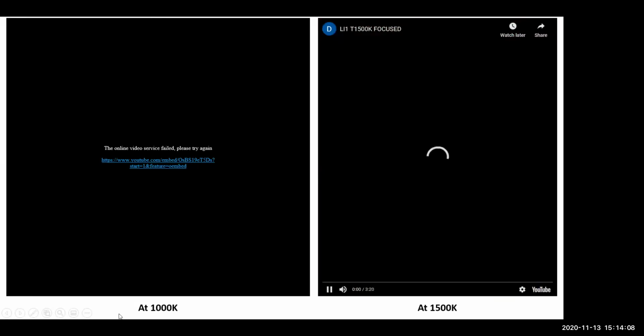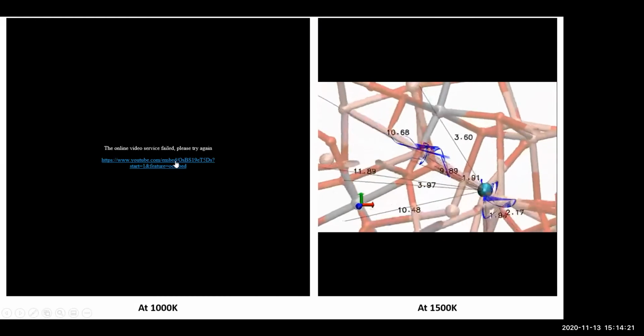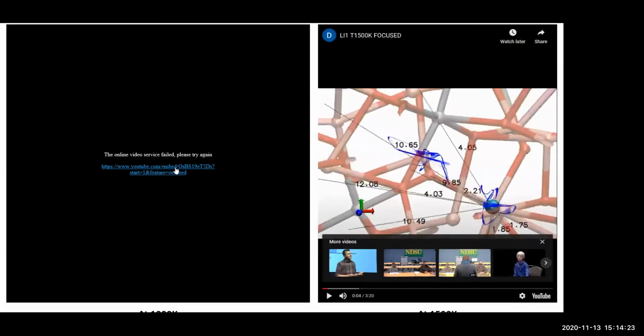I don't know why it's not working. It was working before for 1000 Kelvin. Let's watch the movie for 1500 Kelvin. Sorry, my connection at home is not that good.